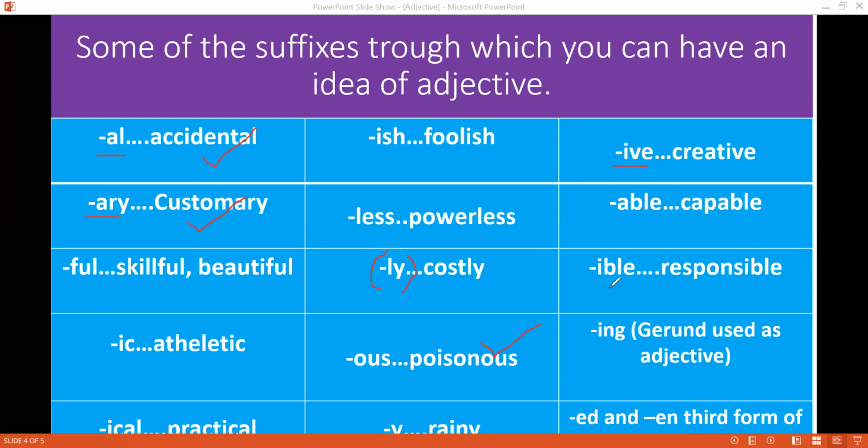-able, capable; -ible, responsible; -ing, gerunds are also used as adjectives. These are the words with -ing which we use in present continuous, past continuous or future continuous tense. The third form of the verb, ending in -ed or -en, is sometimes used as an adjective, or quality of a noun. So these are some of the suffixes through which you can recognize which word is an adjective.